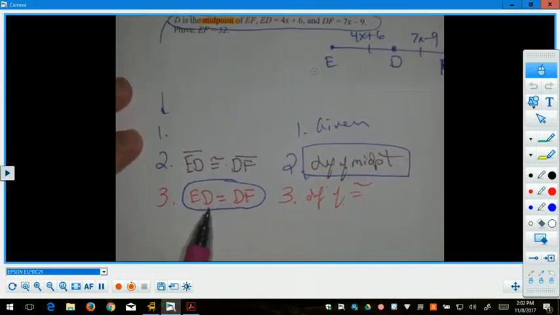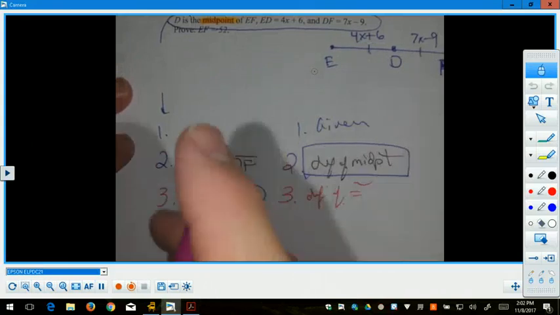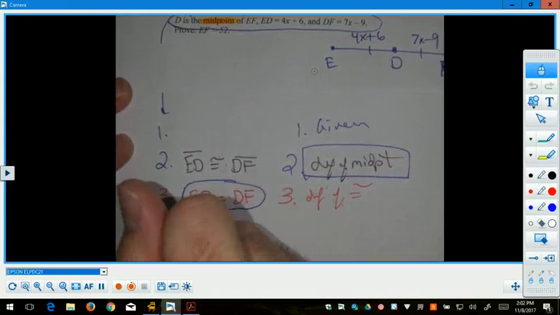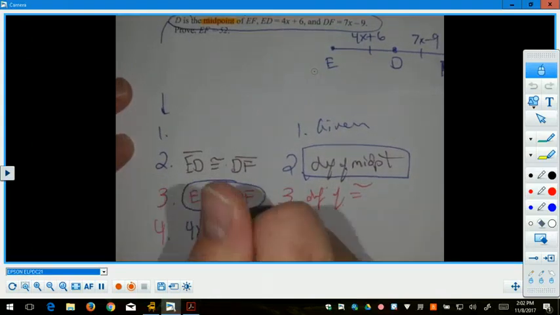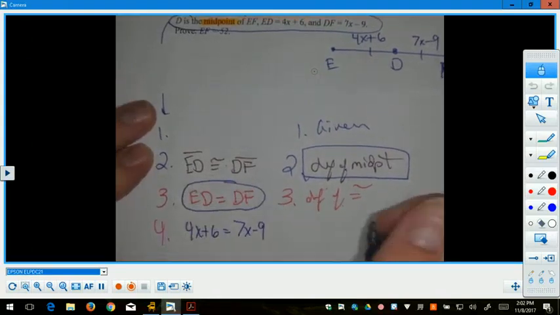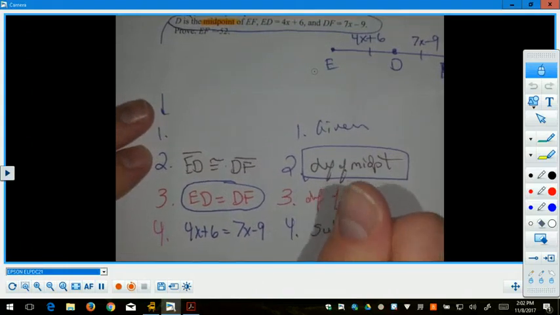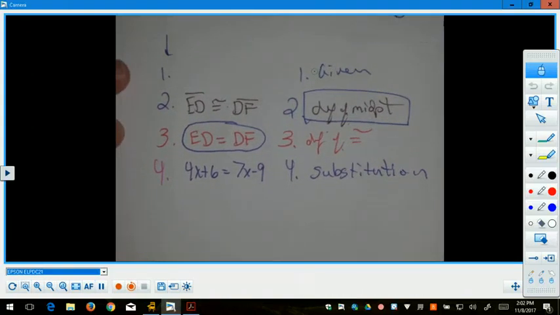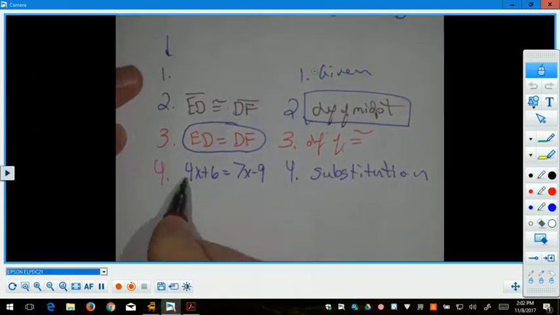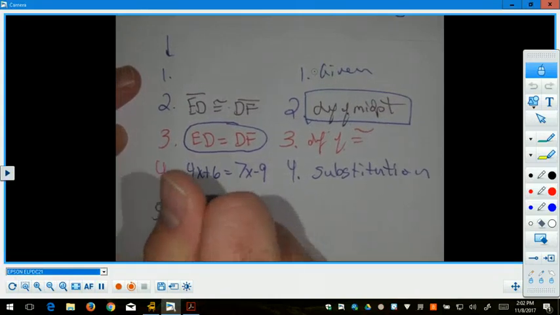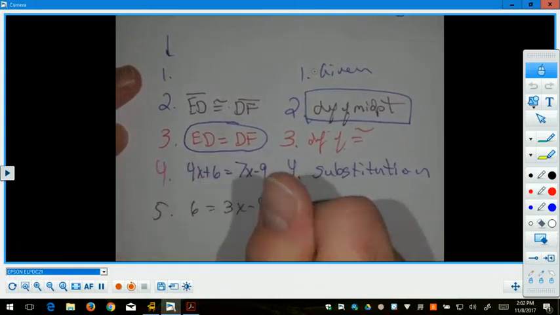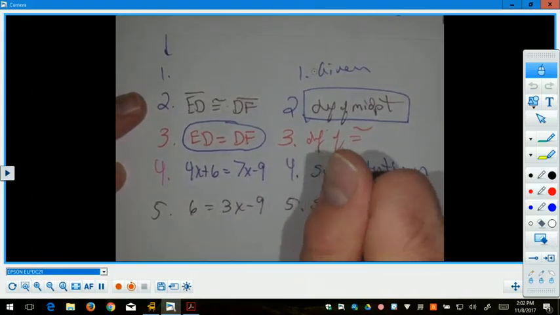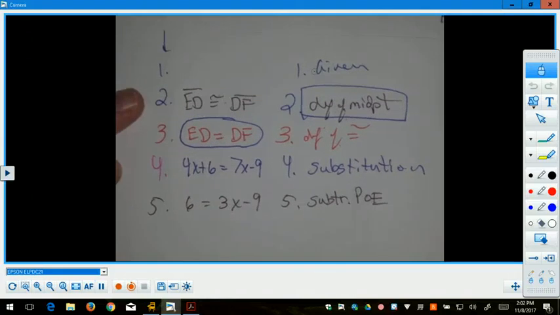So now that we have an equation, we can plug in the variable expressions. So our variable expressions are 4x plus 6 for ED and 7x minus 9 for DF. So that is substitution. And now I'm going to solve. I'm going to subtract 4x from both sides. So I have 6 equals 3x minus 9, because I like to keep it positive. And I did that by subtracting, so I used the subtraction property of equality.